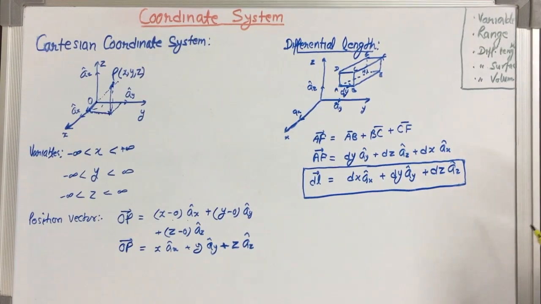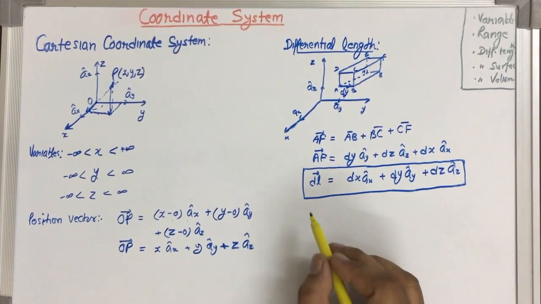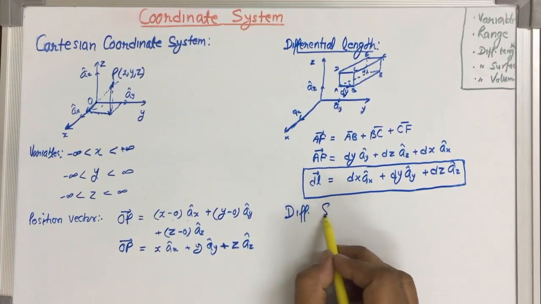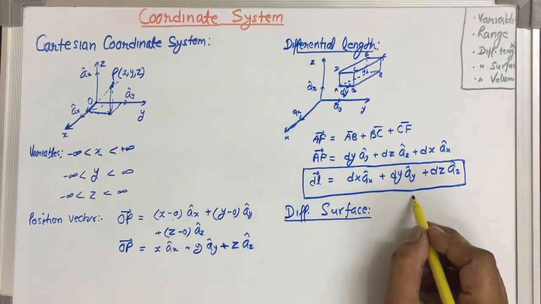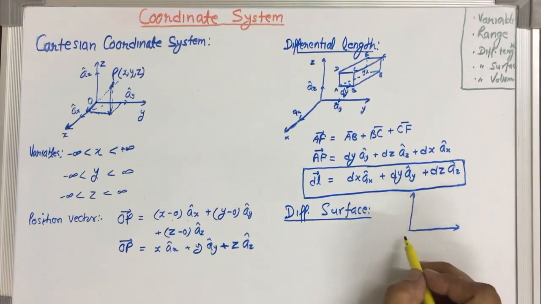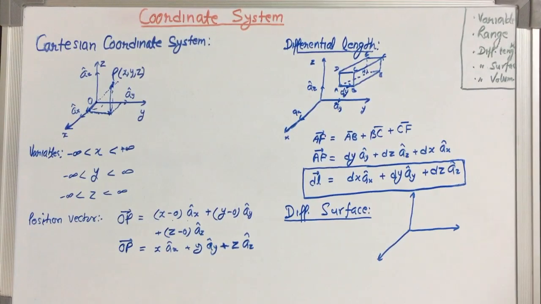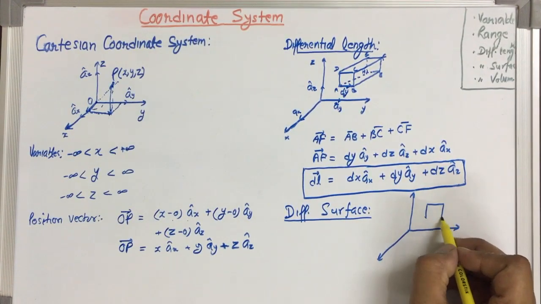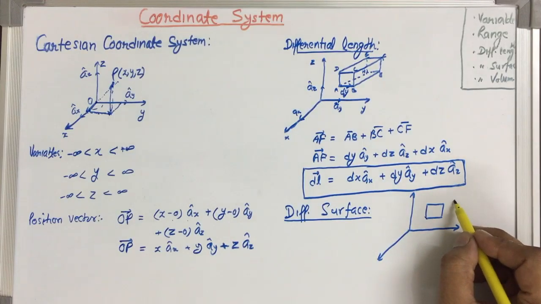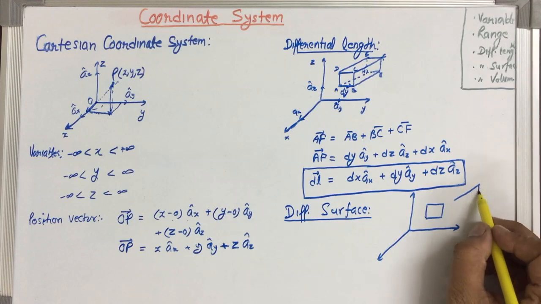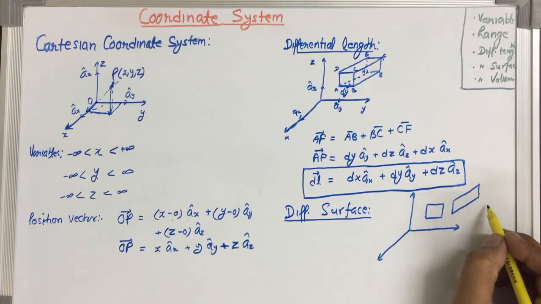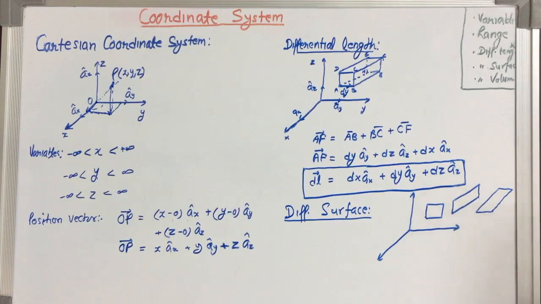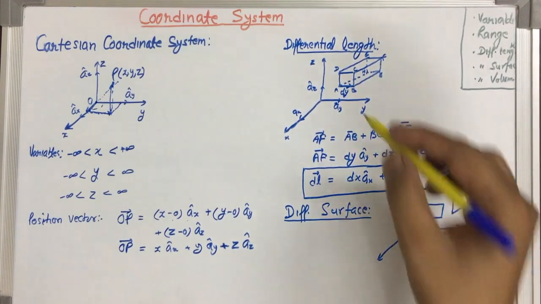And the next thing is differential surface. So differential surface, consider the object. There are how many surfaces? 6. The first one, the second one, and consider the top. How we can make the top surface? Okay, good. So this is third surface.